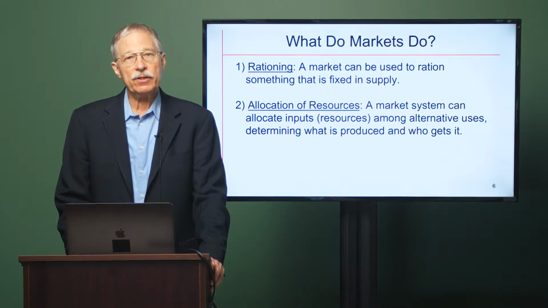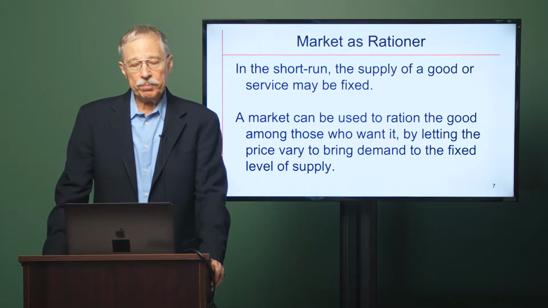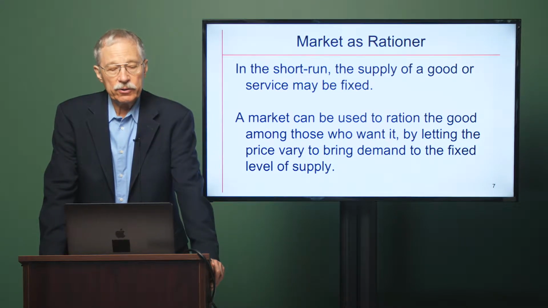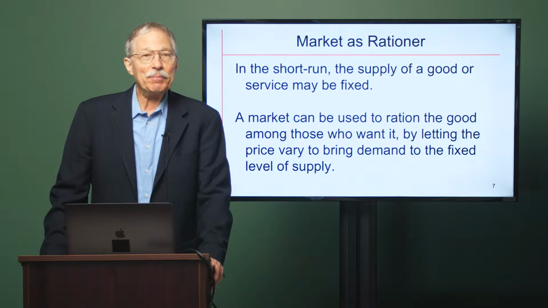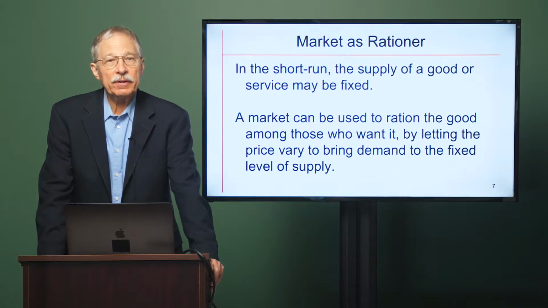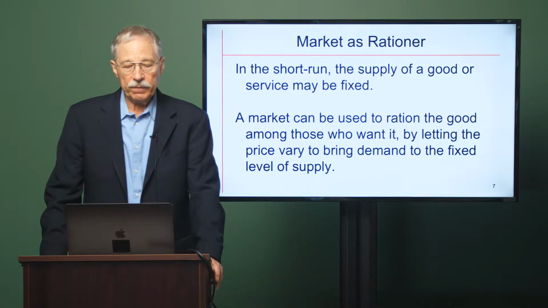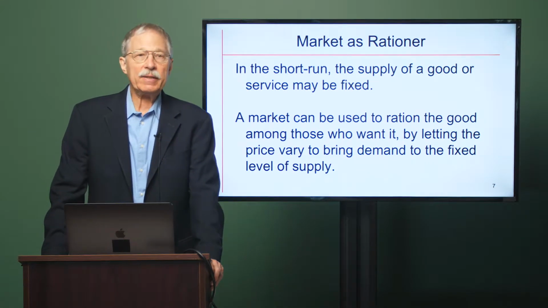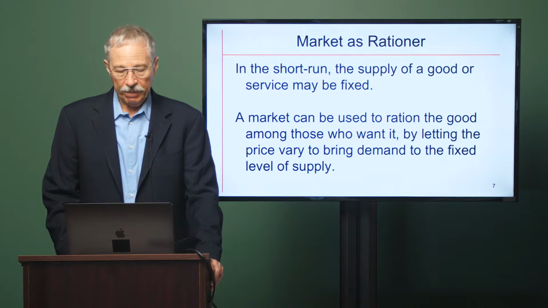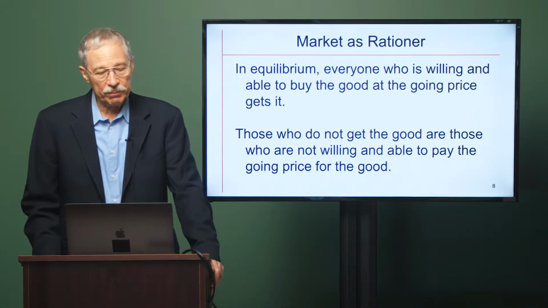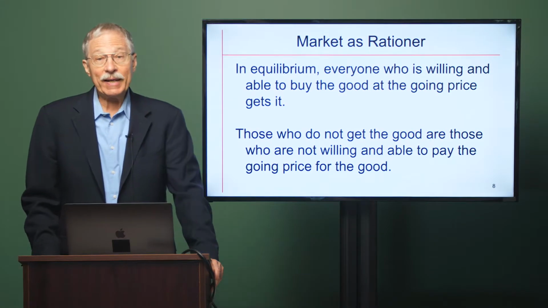So first let's turn to the short-run market as rationer function. In a short period of time, the supply of a good or service may be fixed. Over time, a restaurant can be expanded, more fish can be brought in, and so forth. But on a particular evening or day, the supply may be fixed. And a market can be used to determine who gets it by letting the price vary to bring demand equal to the fixed level of supply. Now, at that equilibrium price, everyone who is willing and able to buy the good at that price will get it.